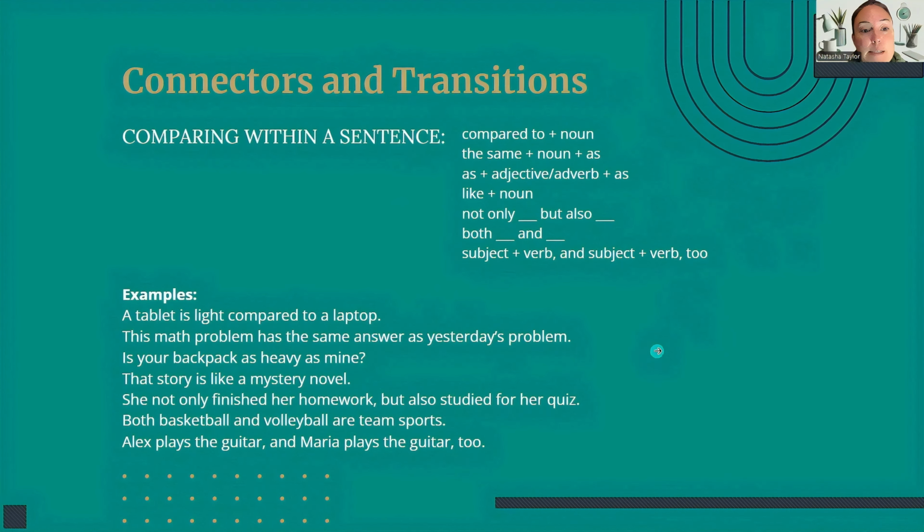So some examples are: A tablet is light compared to a laptop. The math problem has the same answer as yesterday's problem. Is your backpack as heavy as mine? That story is like a mystery novel. She not only finishes her homework, but also studied for her quiz. Both basketball and volleyball are team sports. Alex plays the guitar and Maria plays the guitar too. So that's how we apply these sentence patterns to have connectors and transitions here.